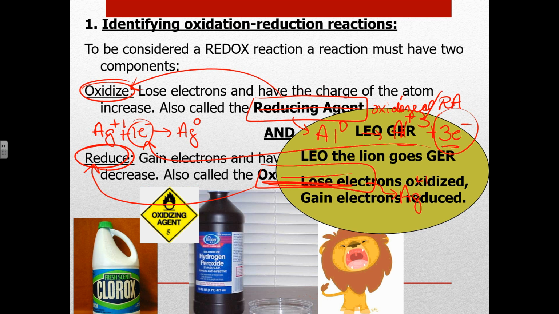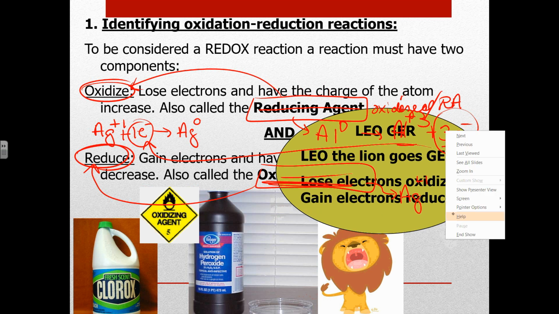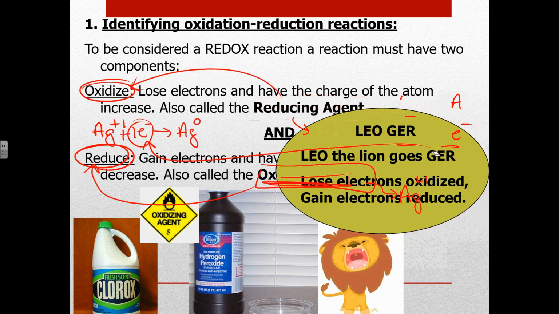The other thing that you can do is use this mnemonic to remember what's gaining electrons, what's losing electrons. So if you use this mnemonic, it's Leo the lion goes grr, Leo grr. And in Leo grr, you have lose electrons is oxidation and gain electrons is reduction. So Leo, lose electrons is oxidized, and grr is gain electrons is reduced. So if you're having trouble remembering, does it gain or does it lose electrons, Leo grr might help.